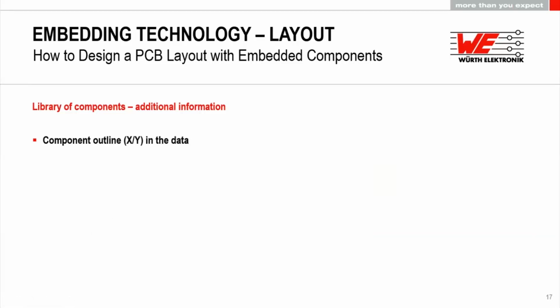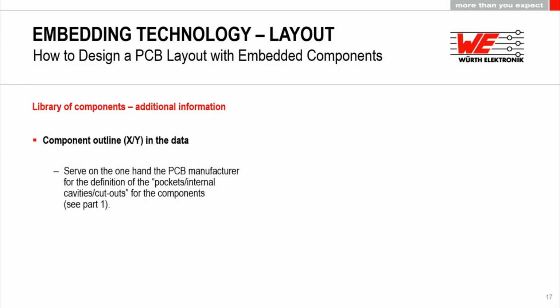The next thing I mentioned was the component outline, this specific outline, as I called it 2 slides ago or 3 slides ago. On the one hand, this component outline serves us to create routing programs, for example, and to define those pockets or cutouts that we need for the components. If you remember part one, all the components are being placed into what we call the virtual cavities or cutouts, so that during lamination they are not being destroyed.